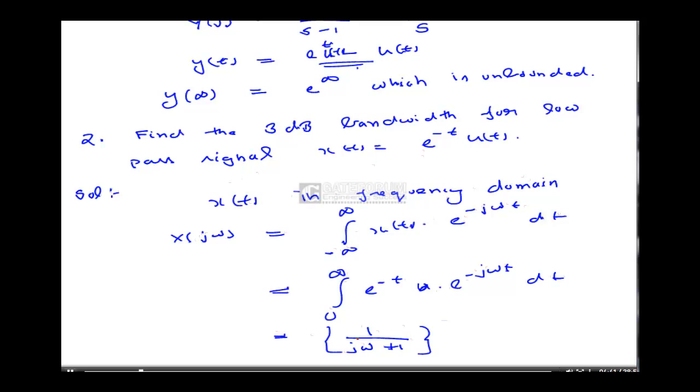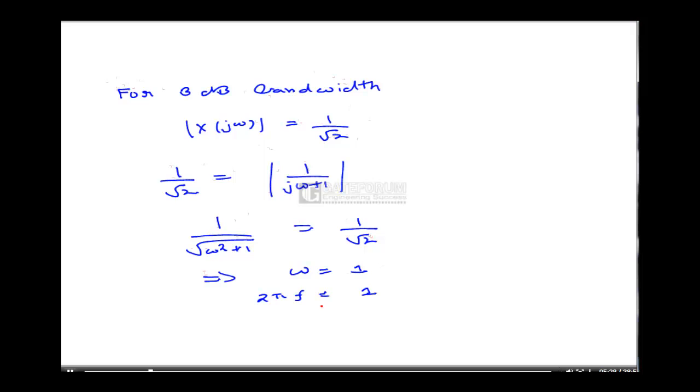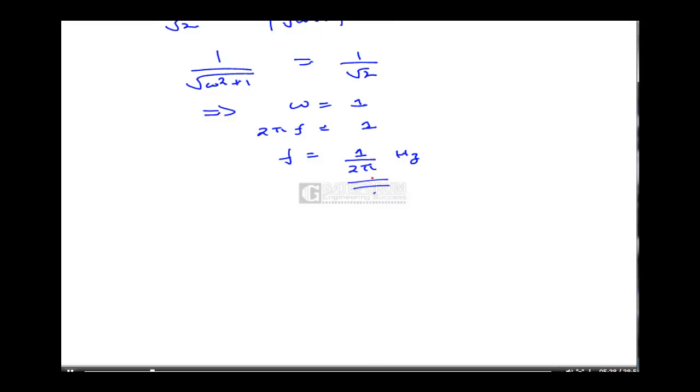Now, for finding the 3 dB bandwidth, the modulus of X(j omega) should be 1 by root 2, because power is 1 by 2. So 1 by root 2 equals modulus of 1 by (j omega plus 1). I can write 1 by under root of (omega square plus 1) equal to 1 by root 2. This implies that omega is equal to 1, or 2 pi f equal to 1, f equal to 1 by 2 pi hertz. So this is the answer for this problem. The 1 by 2 pi was one of the options given in the question.